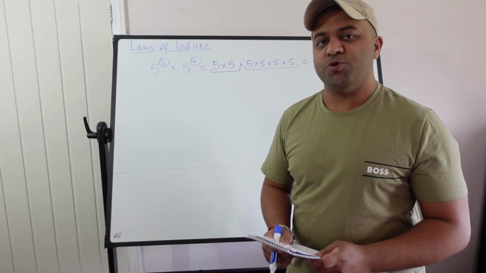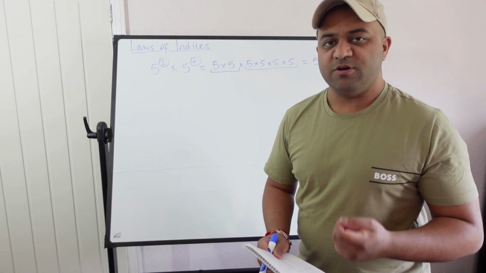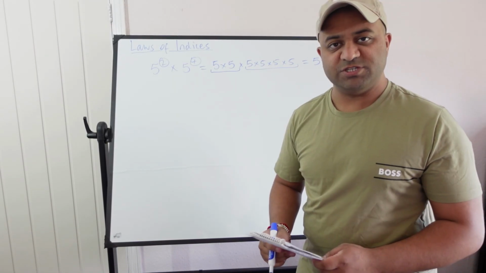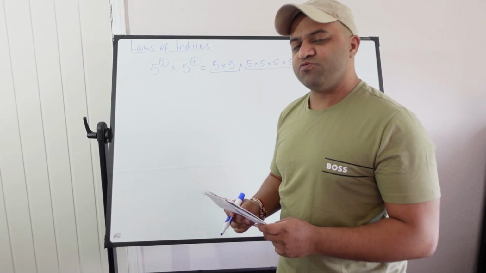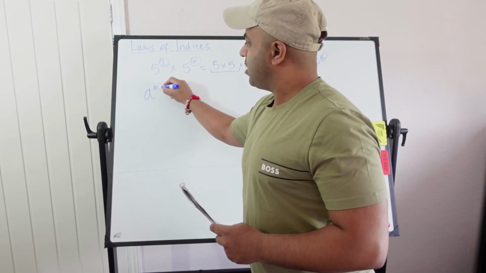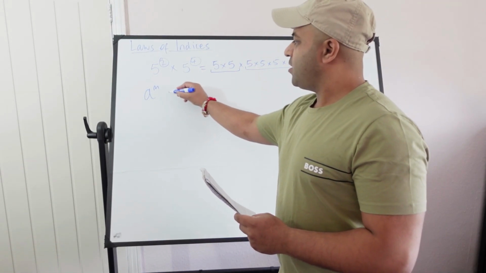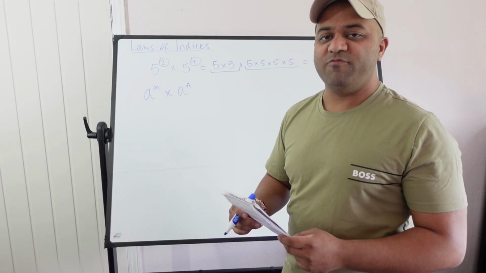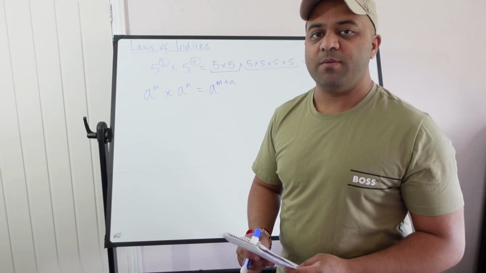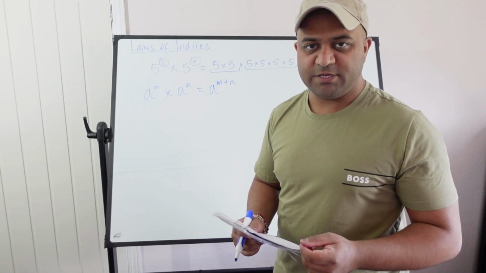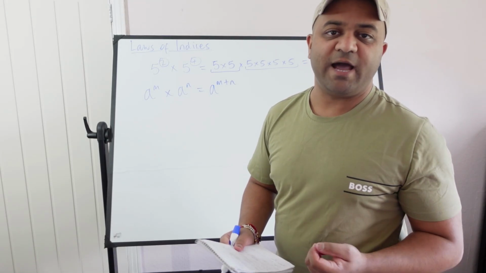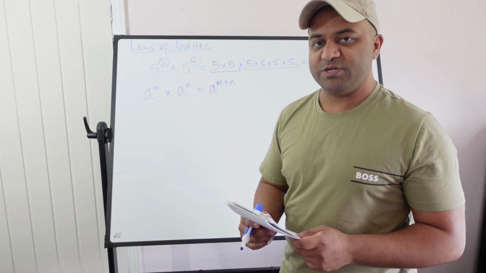So if we take a look at the two powers, since they have the same base of 5, we can simply add those two numbers together. 2 plus 4 gives us 6. So, our first rule of indices, or the first law of indices, is that we can write down a to the power of m multiplied by a to the power of n equals a to the power of m plus n, where a is any base. As long as these two bases are the same, when we multiply them together, we simply add the powers. Now let's move on to another example.